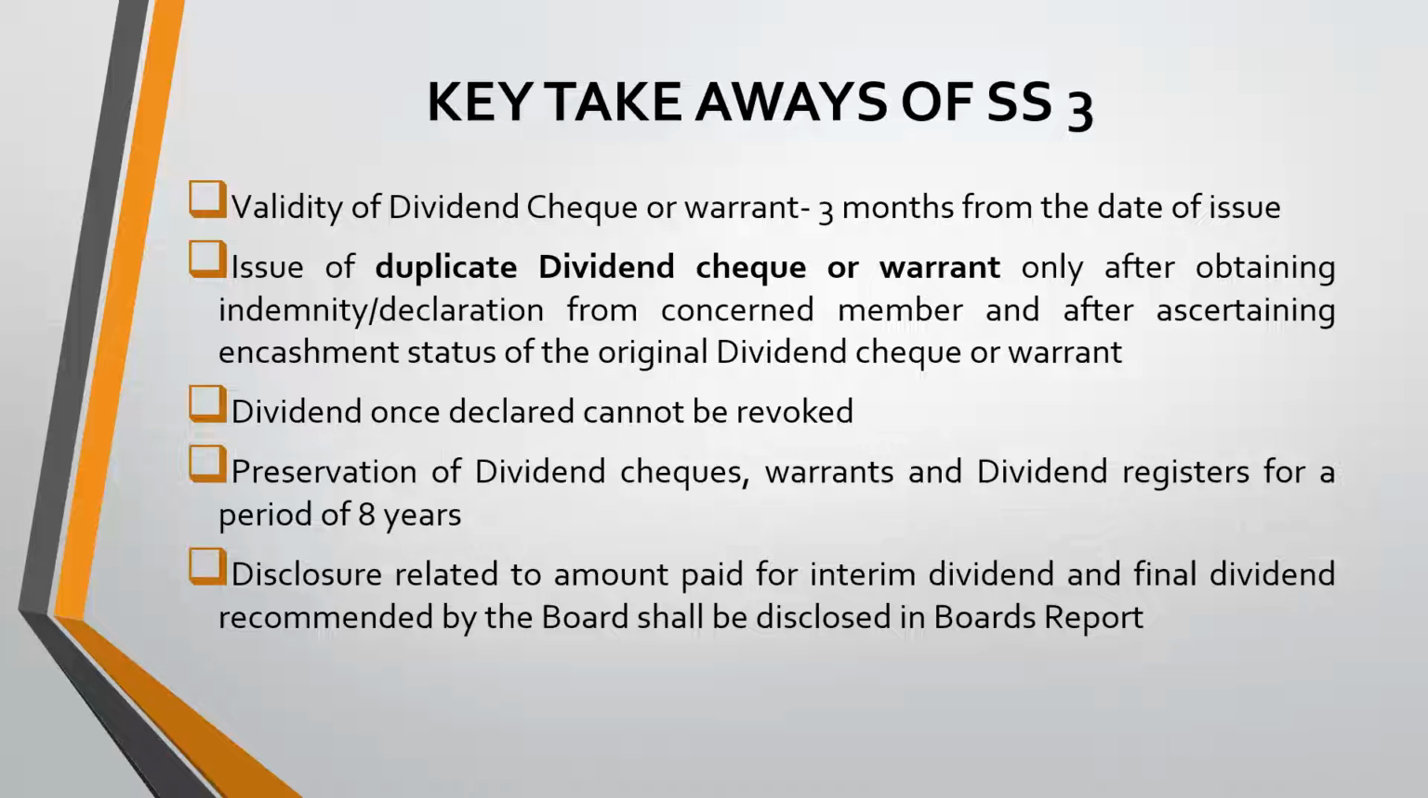Now, preservation of dividend checks, warrants, and dividend registers is for a period of 8 years. The company has to mandatorily preserve the dividend checks and warrants for 8 years, and only after taking proper approval from the board can the company destroy those dividend checks, warrants, or dividend registers. Next, whether we have to make any disclosure in the board's report about the dividend amount. Yes, disclosure related to the amount paid for interim dividend and final dividend recommended by the board shall be disclosed in the board's report.